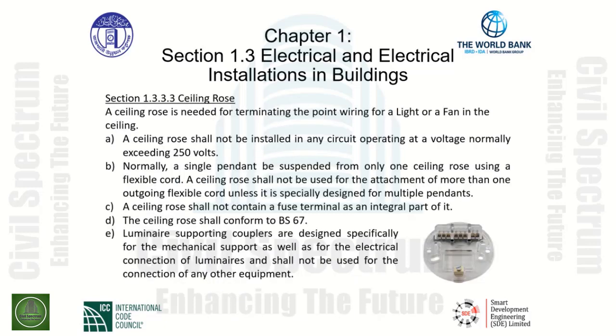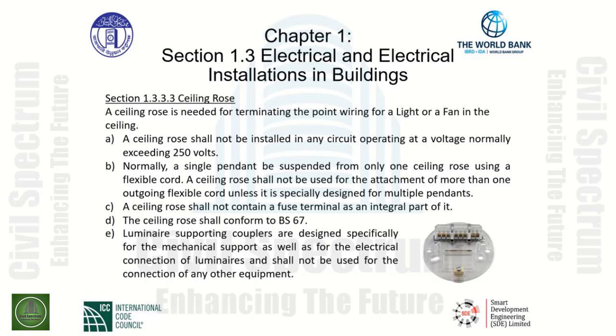Section 1.3.3.3 describes ceiling roses. A ceiling rose is needed for terminating the point wiring for a light or a fan in the ceiling. A ceiling rose shall not be installed in any circuit operating at a voltage normally exceeding 250 volts. Normally, a single pendant shall be suspended only from one ceiling rose using a flexible cord. A ceiling rose shall not be used for the attachment of more than one outgoing flexible cord unless it is specially designed for multiple pendants.